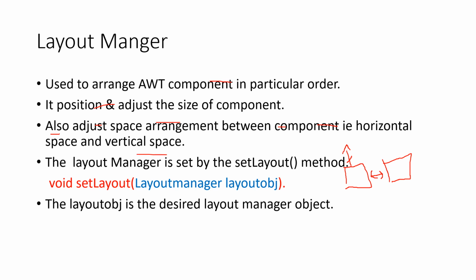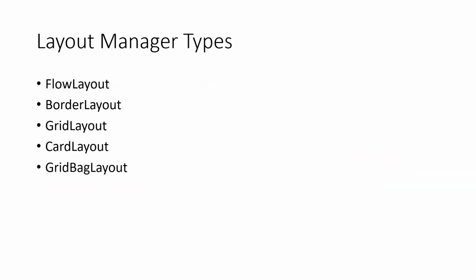Layout manager is set by the set layout method: void setLayout(LayoutManager object). The layout manager is an object of any layout manager type. Types of layout managers: flow layout, border layout, grid layout, card layout, grid bag layout. In this video, we learn only border layout. In subsequent videos, we learn the other layouts also.